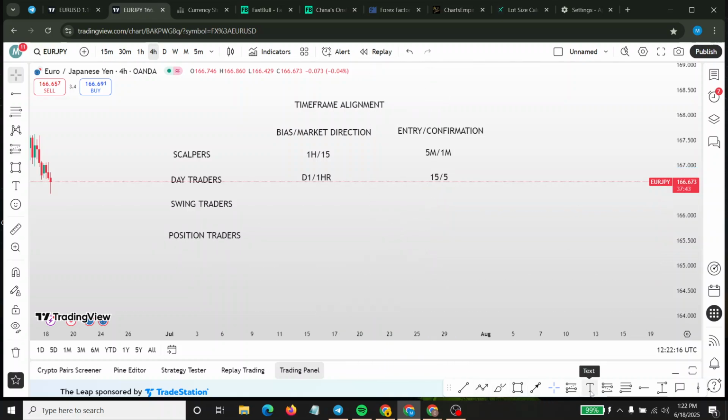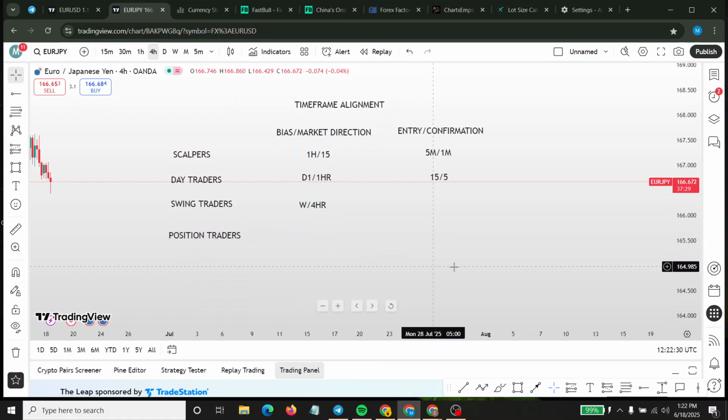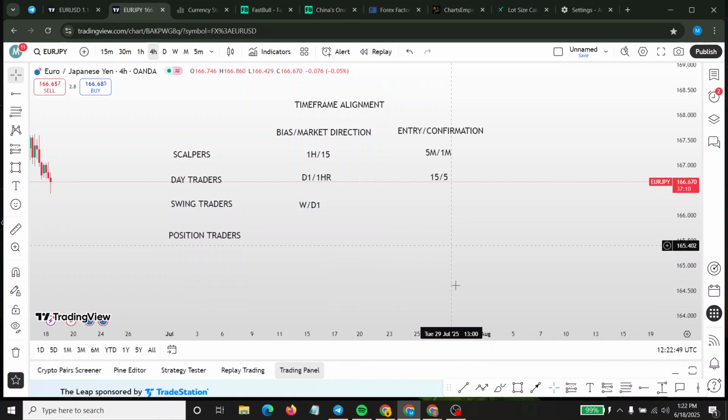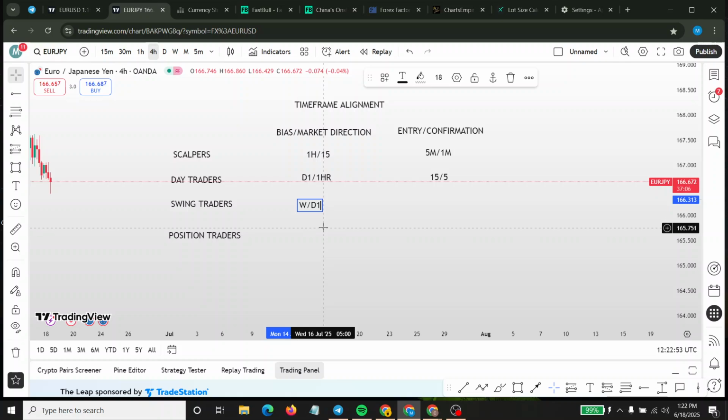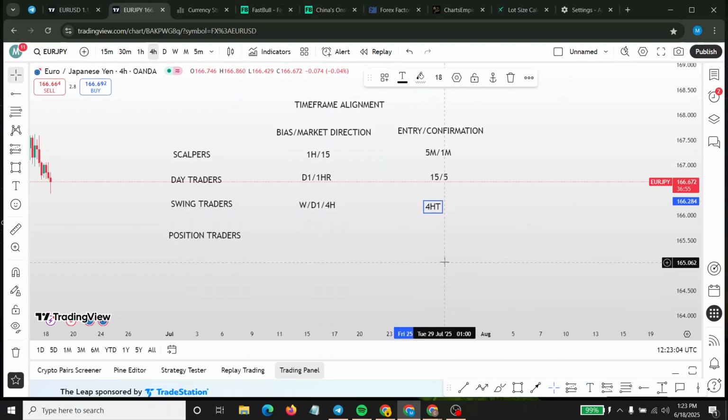Swing traders make use of the weekly and 4 hour for direction, or weekly and daily for direction, or even the 4 hour for direction. And for their entries, it could be 4 hour or 1 hour.